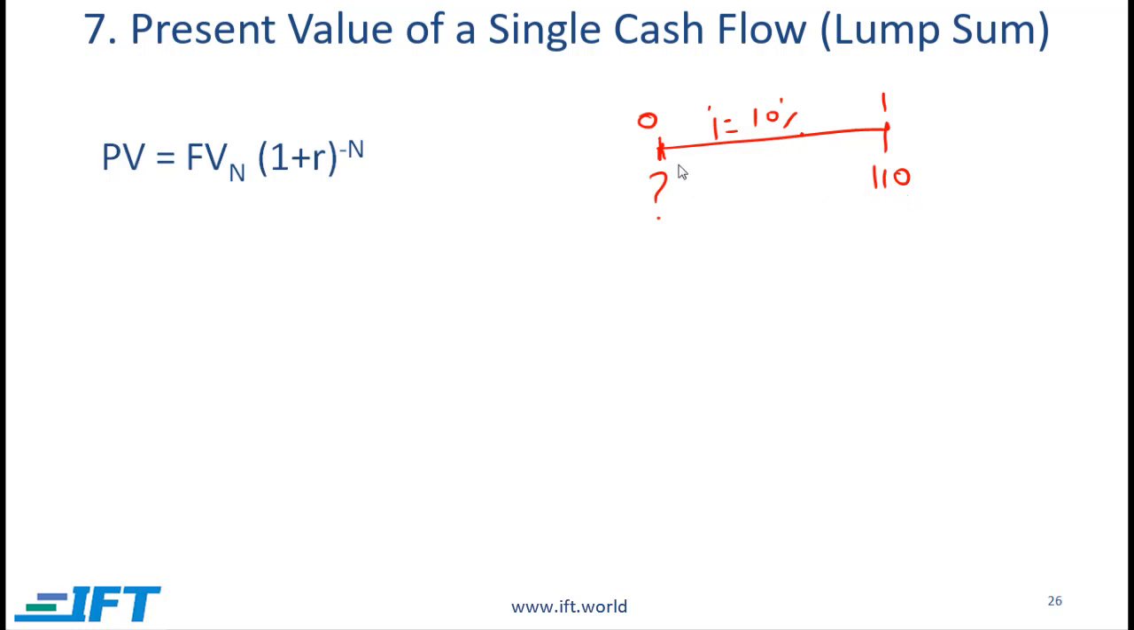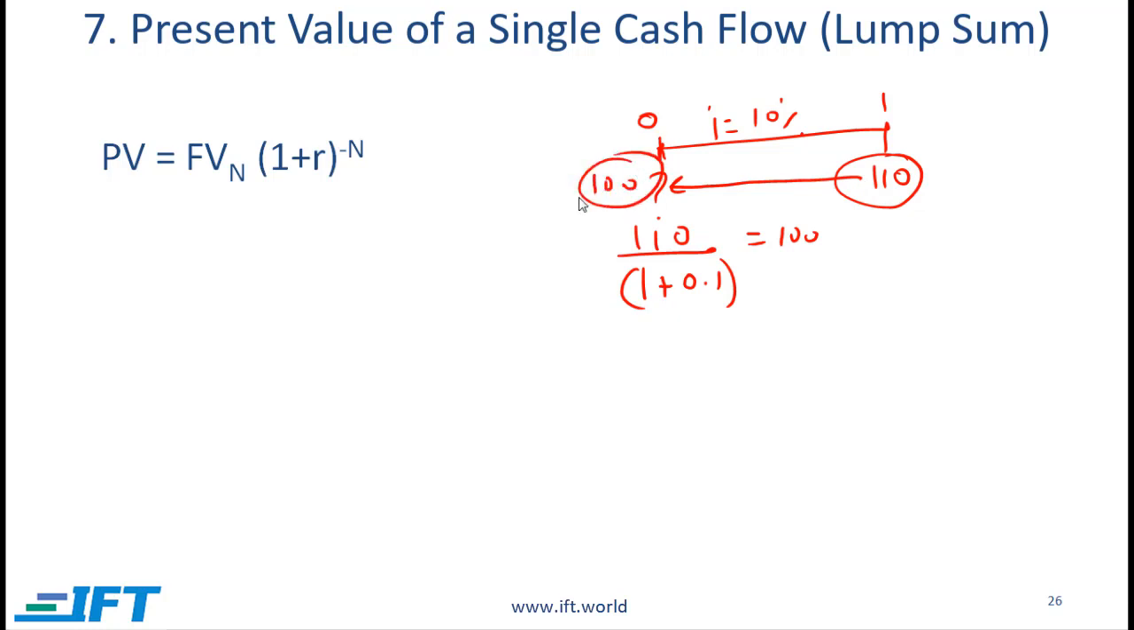The present value at time 0, which is now, then becomes 110 divided by 1 plus the interest rate, which is 0.1. You solve this and you will get 100. What this means is that 110 1 year from today has a present value of 100. In other words, you would be indifferent between 100 today and 110 1 year from today.